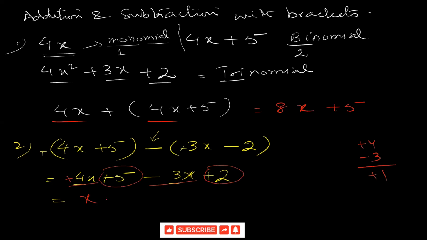This is plus 7. So this is the answer when you subtract binomials from each other. Now take this question: 3x squared plus 4x plus 8 plus 4x squared minus 2x minus 8. Now we have two trinomials and we are going to add them together with brackets.